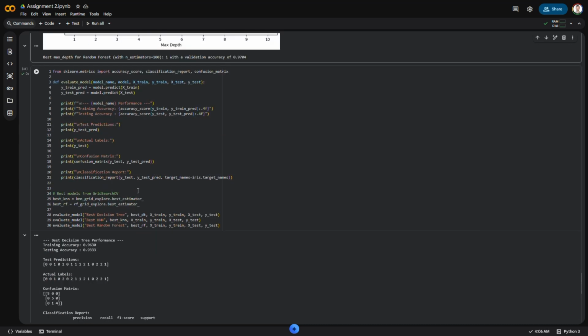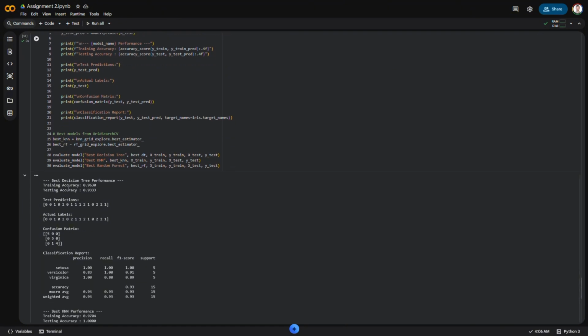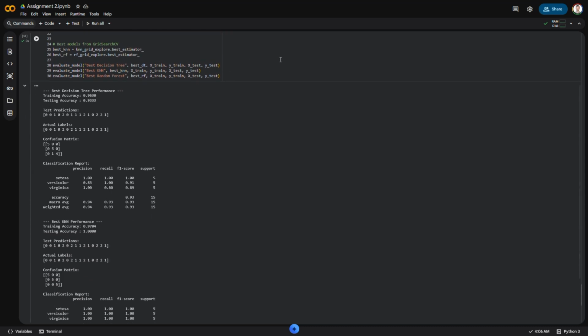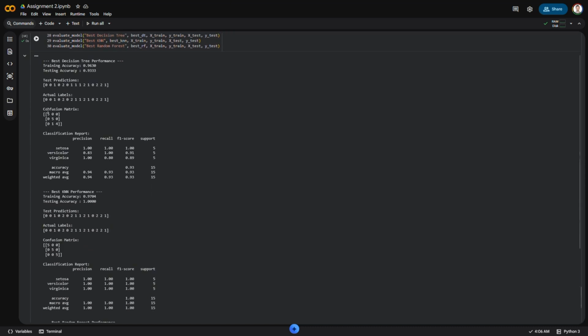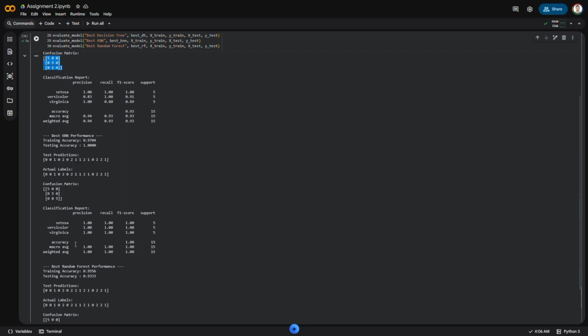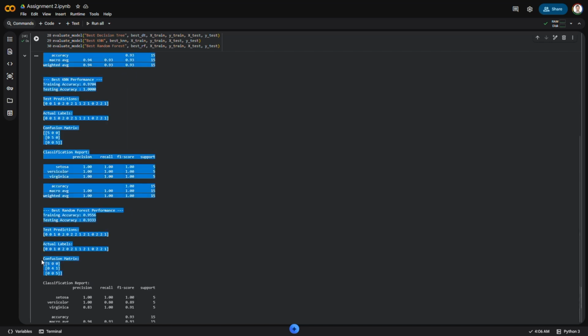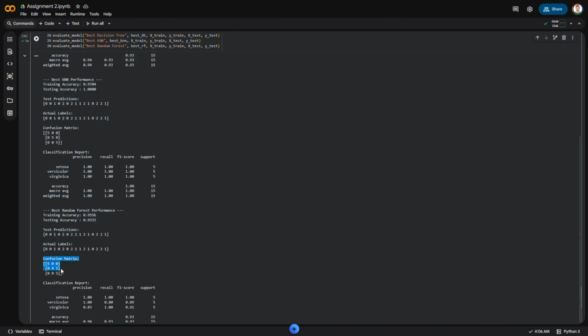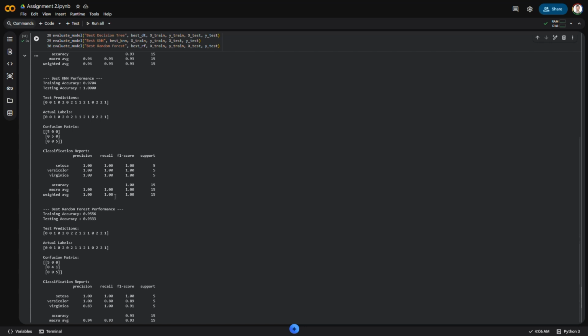After checking accuracy, I examined the confusion matrices to identify where the models made mistakes. All three models classified Setosa perfectly. Errors occurred only between versicolor and virginica. The decision tree misclassified one virginica as versicolor, and the random forest misclassified one versicolor as virginica. This highlights that the main challenge is the boundary between versicolor and virginica. KNN achieved 100% accuracy on the small test set, but caution is needed in interpreting this.